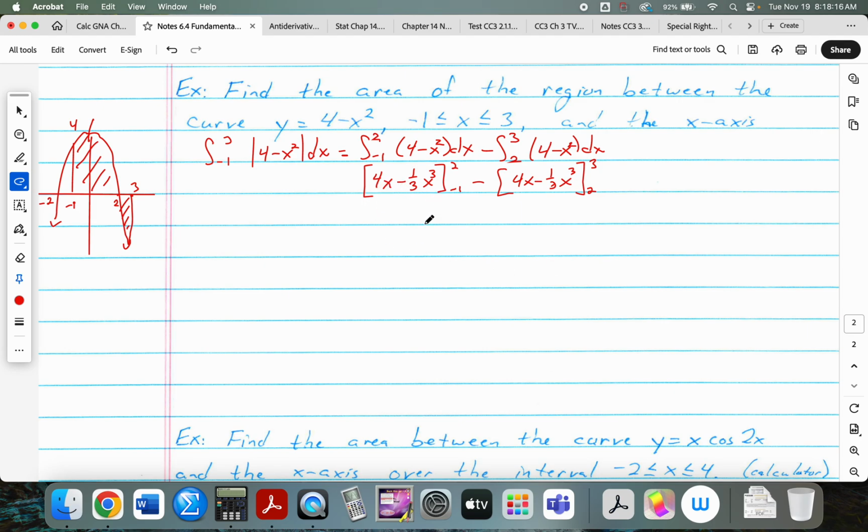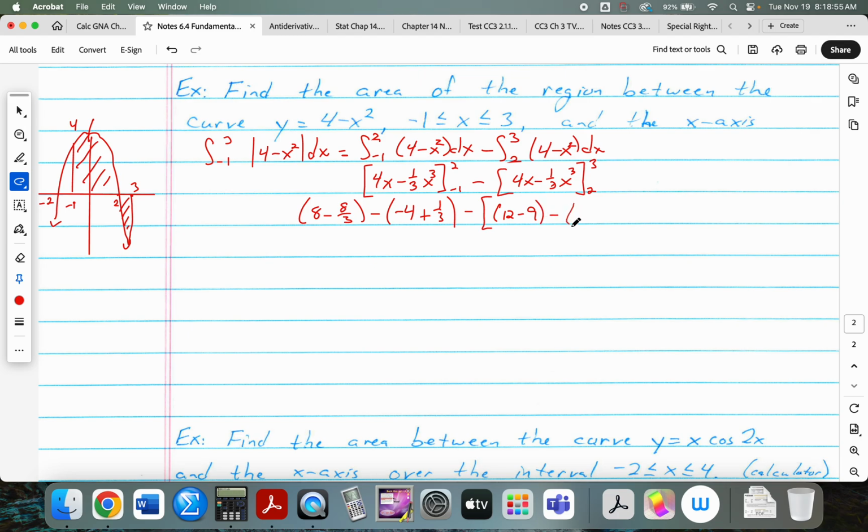All right, so now we have lots of numbers to work out. So let's see, that's going to be 4 times 2 is 8, minus 2 cubed is 8, times 1/3 is 8/3, minus, at -1, that'll be -4 plus 1/3, because -1 cubed is -1 times -1/3 is positive 1/3, minus, at 3, this will be 12 minus 9.